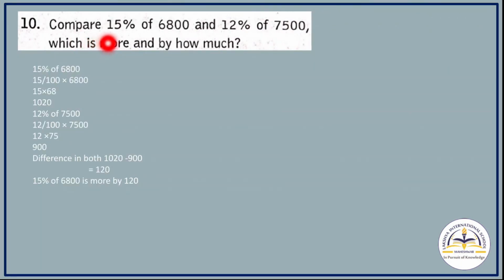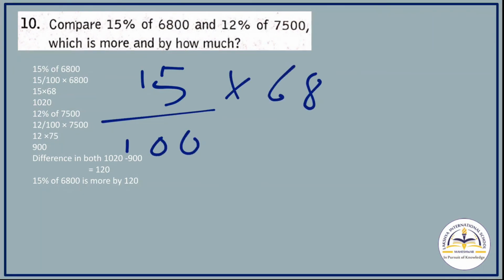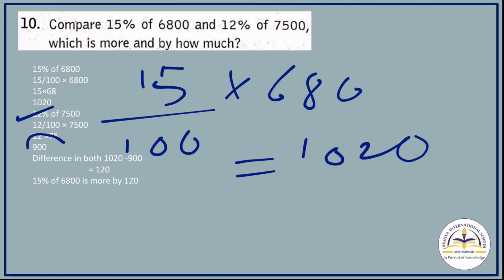Now compare 15% of 6,800 and 12% of 7,500. Which is more and by how much? So first we will find out the 15% of 6,800. You will get 1,020. Now next we will find out 12% of 7,500. You will get 900. Then you have to find out the difference, and you will get that 15% of 6,800 is more by 120.